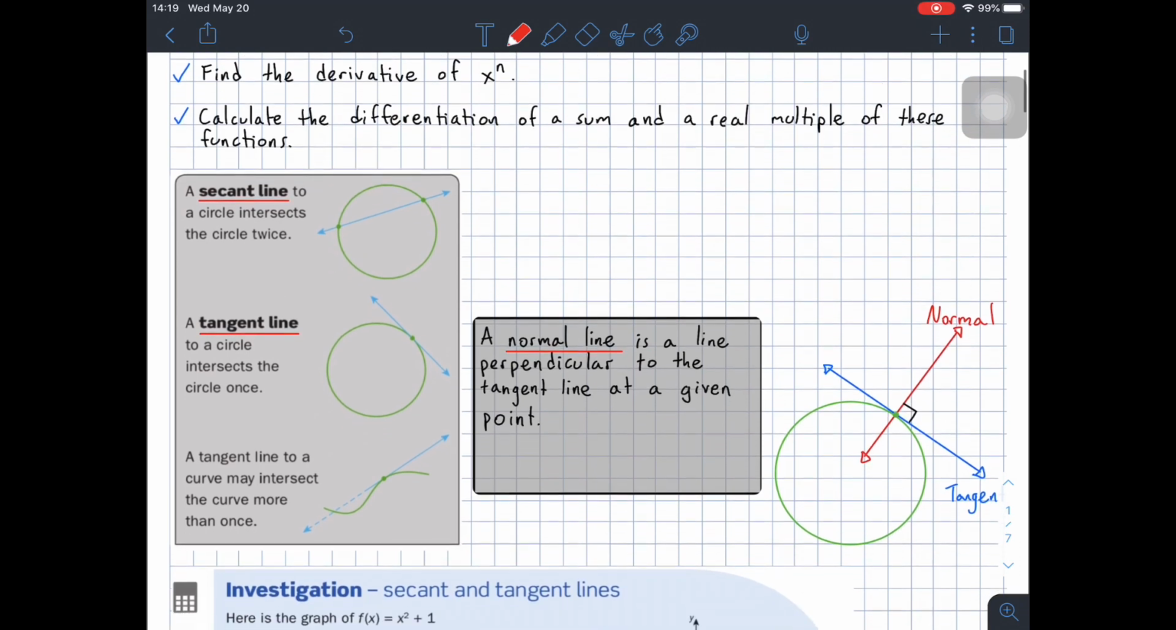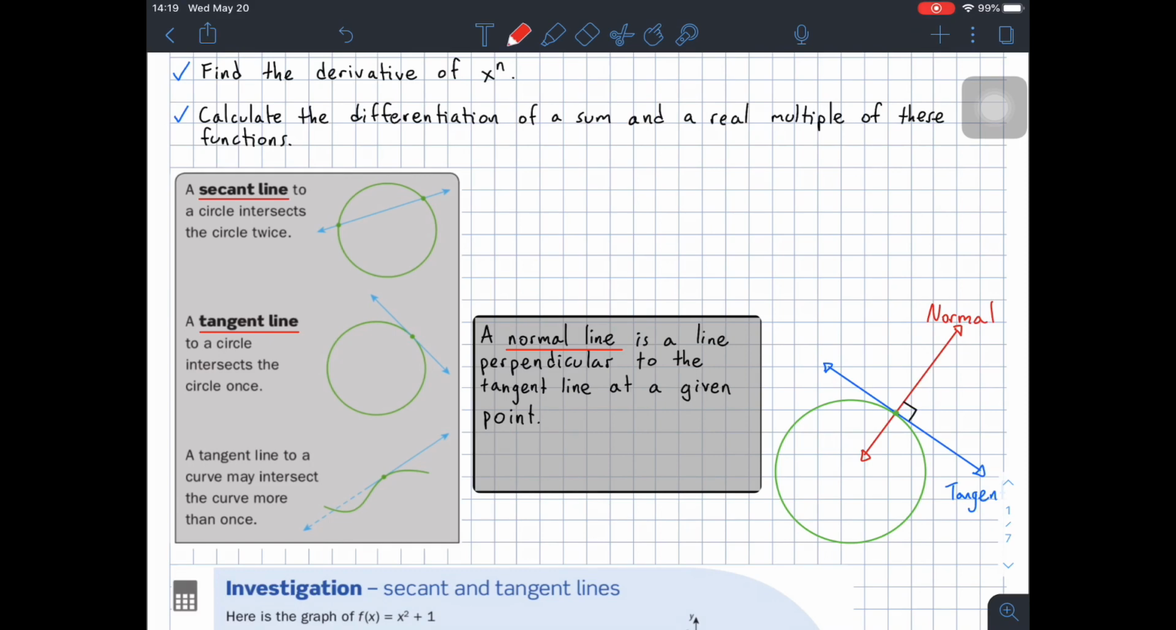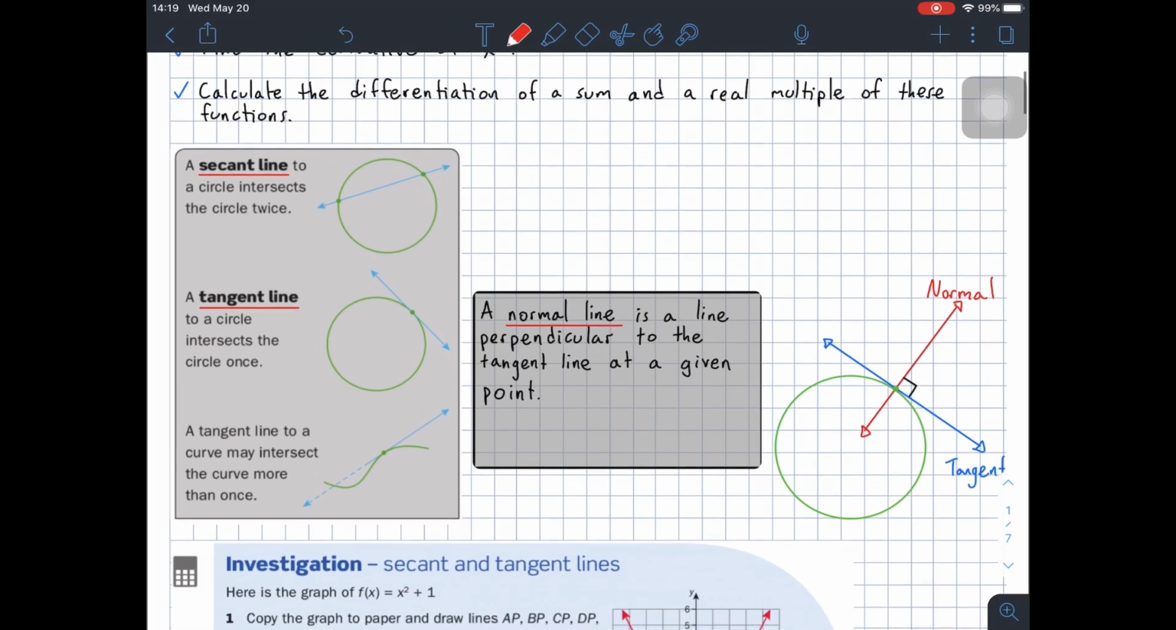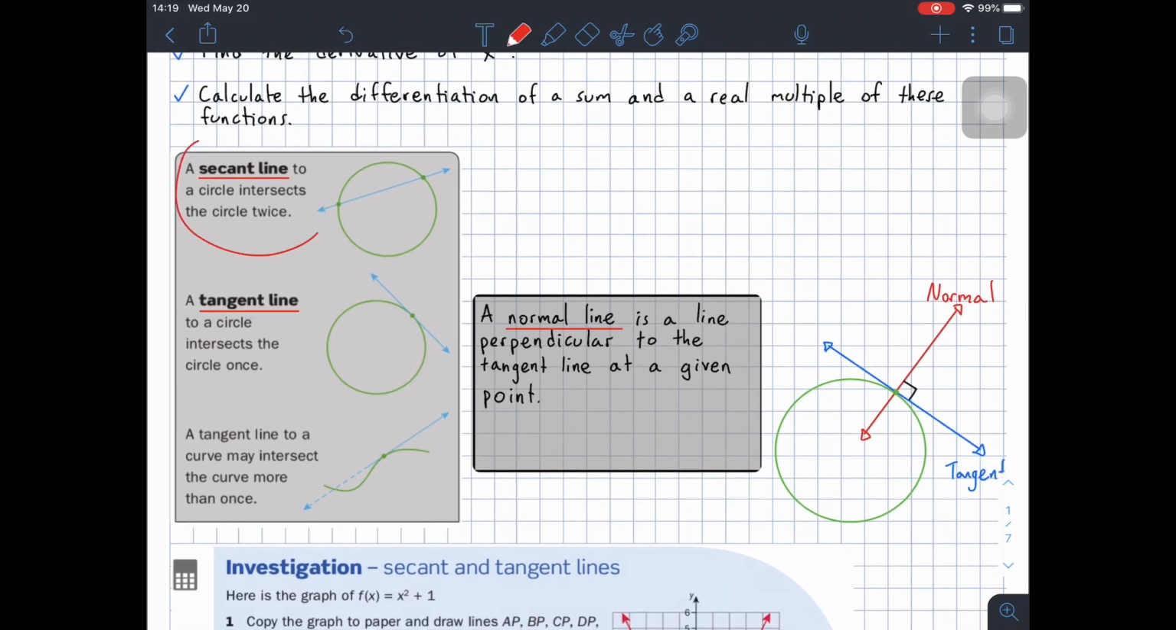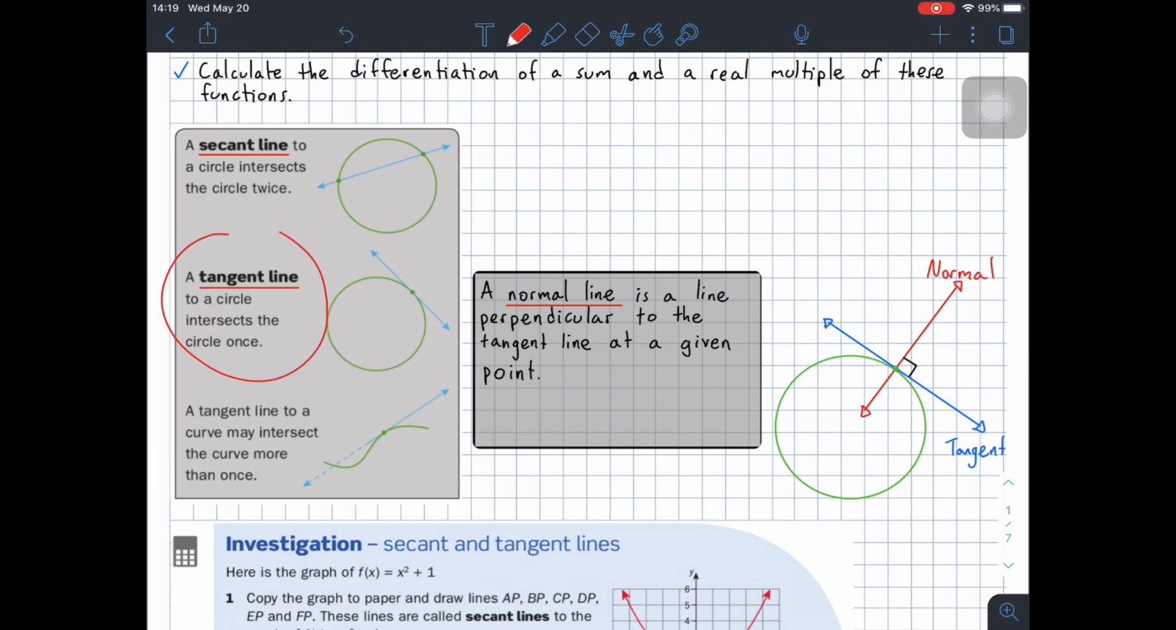Okay. So let's start with some basic definitions that we're going to be applying a lot later on for the exercises and to solve problems in general involving derivatives. First of all, we have a secant line. It says a secant line to a circle intersects the circle twice. Okay, so a secant line is a line that cuts the circle, in this case, at least at 2 points. Okay. So that's secant. Then we have tangent line, which is a line that intersects the circle once. Okay, this is an example of a tangent line.